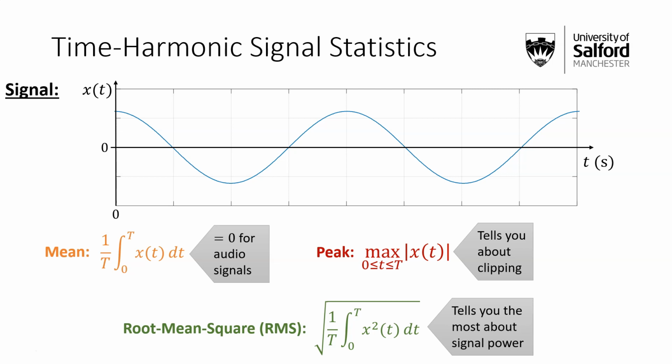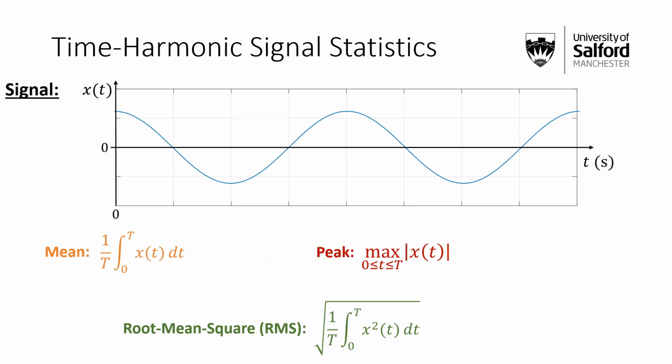We've got the peak, the maximum amplitude, be it positive or negative. That's what the little lines around x(t) mean there, which tells you about whether the signal's likely to clip. And then we've got the root mean squared, RMS, amplitude, and this tells you the most about signal power, because signal power is related to the square of the signal. So we've got the square in there, we take the mean of that, and then we square root it afterwards.